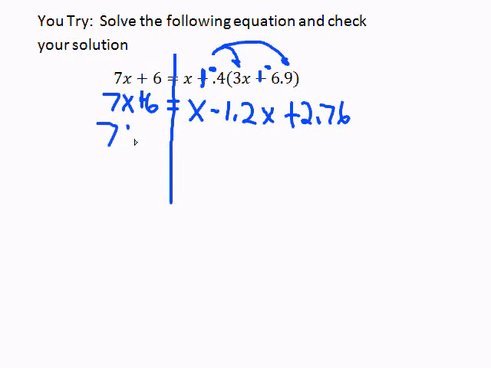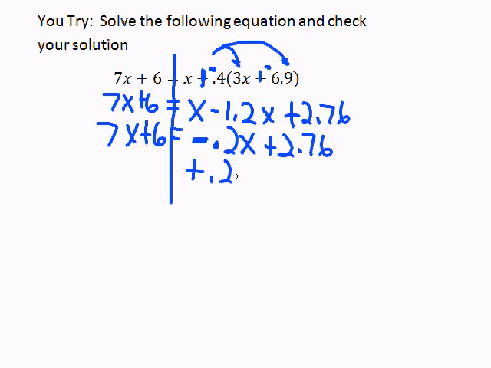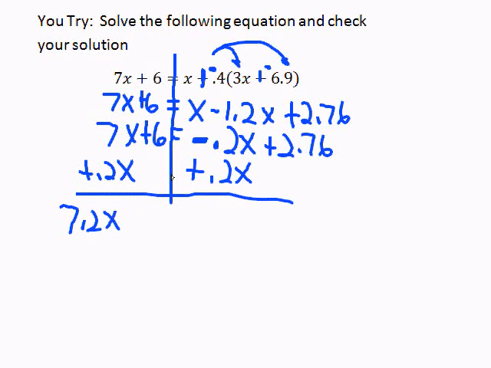Now we're going to go ahead and keep on simplifying that right-hand side. X minus 1.2x gives us negative 0.2x plus 2.76. My least amount of x's is the negative 0.2x, so I'm going to get rid of that by adding 0.2x to both sides. 7x plus 0.2x gives me 7.2x. Bring down my plus 6 is equal to, those cancel, 2.76.